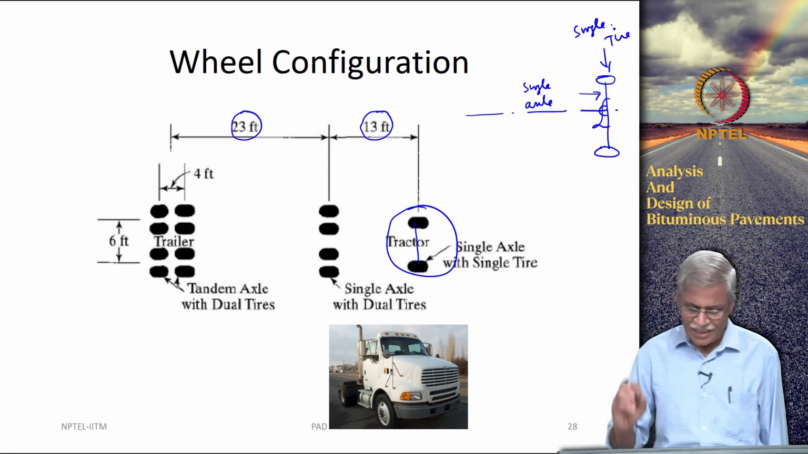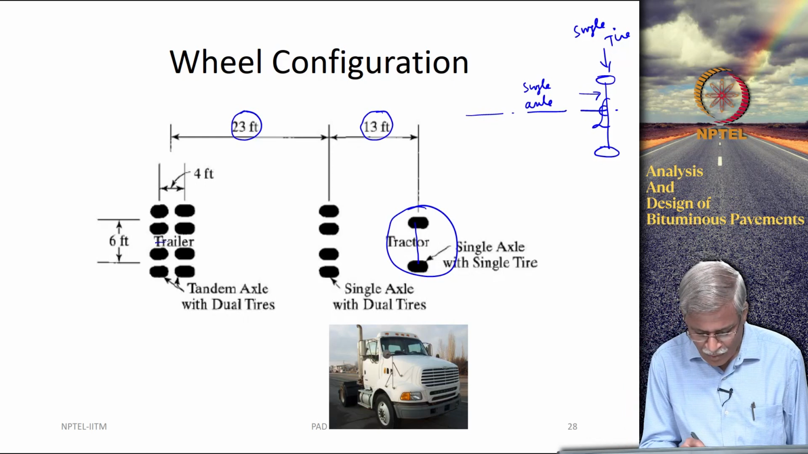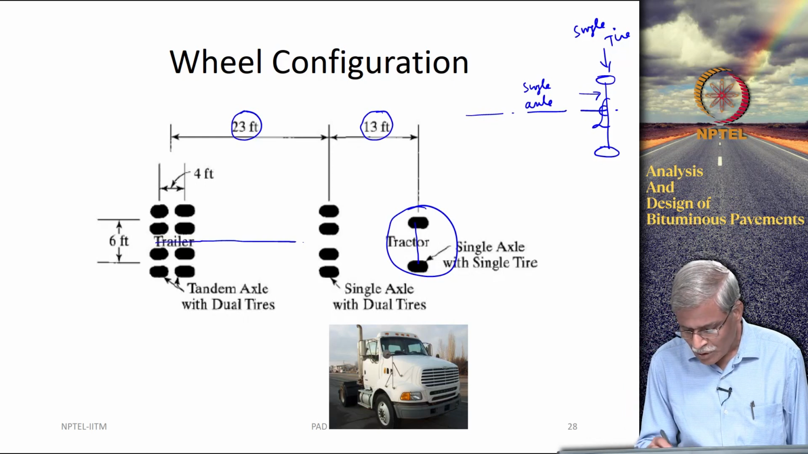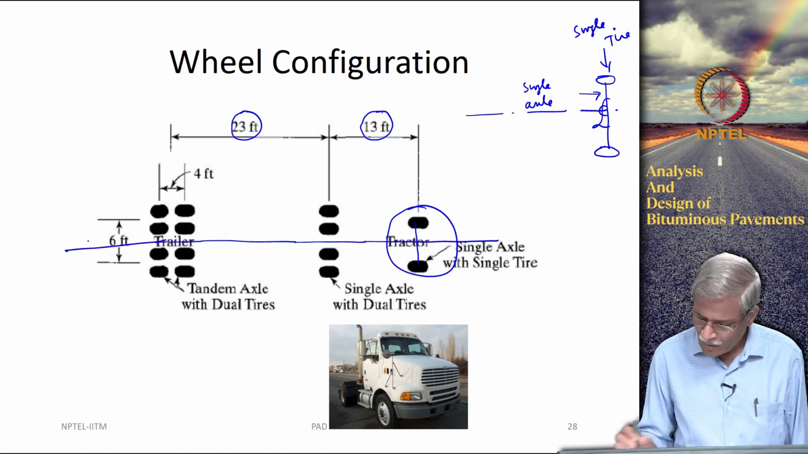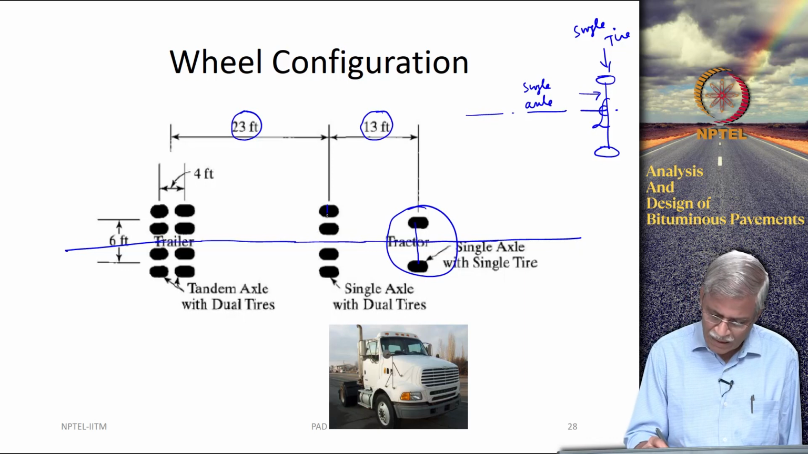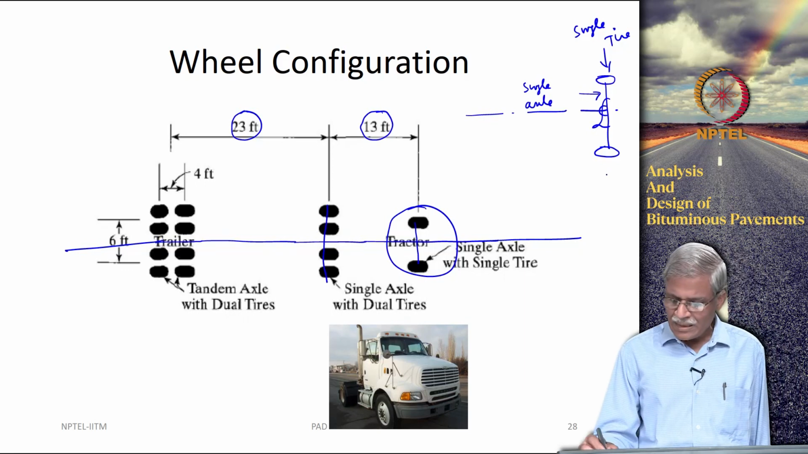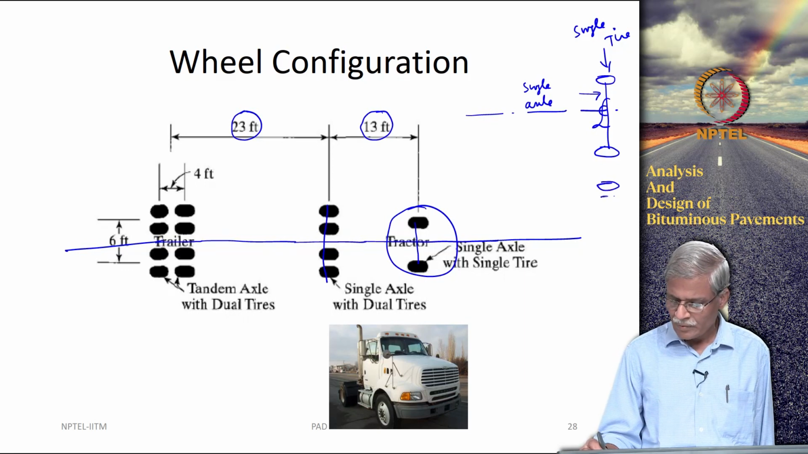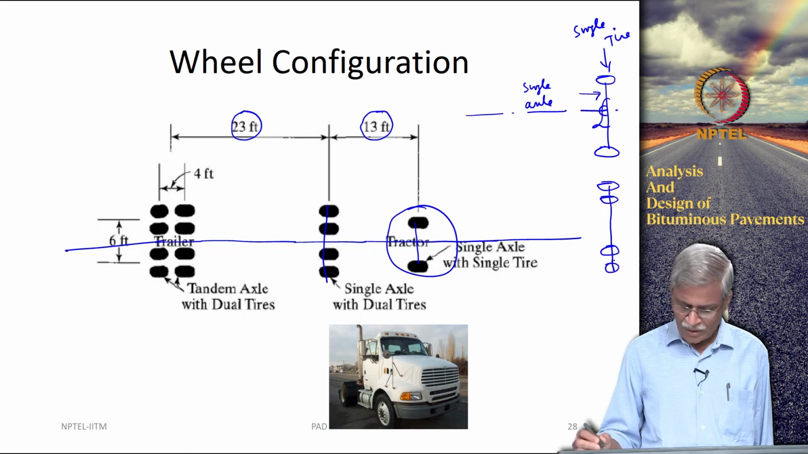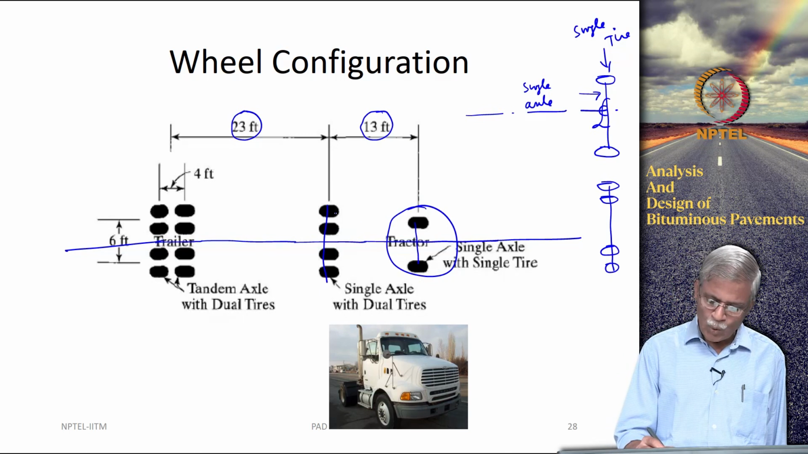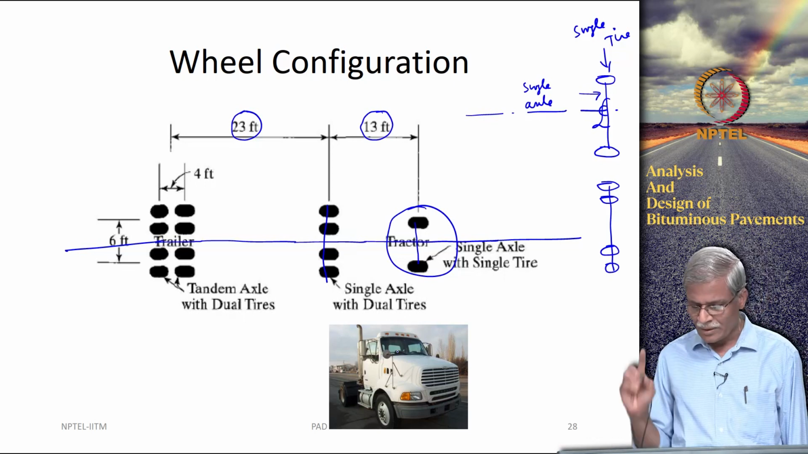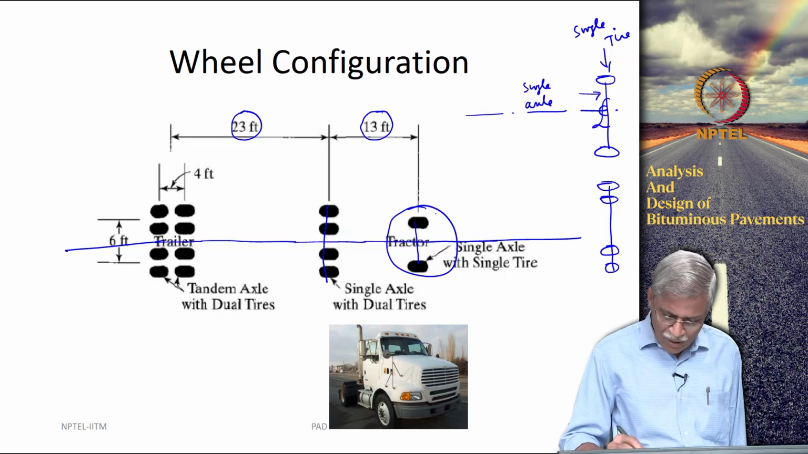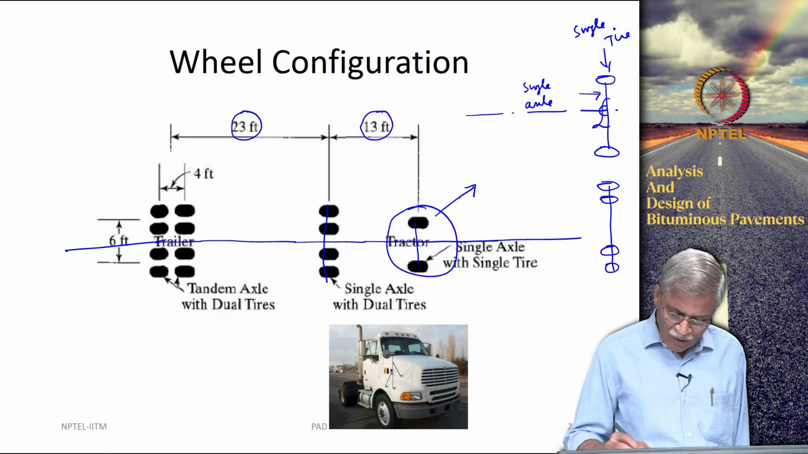Now, the next configuration that you are looking at, let me draw it, is a single axle with dual tire. So, there is one single axle, and there are two tires on either side. This is called a single axle with dual tires. Now, you also need to take note of this.